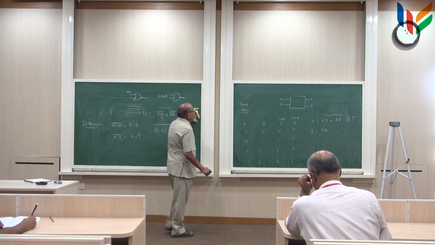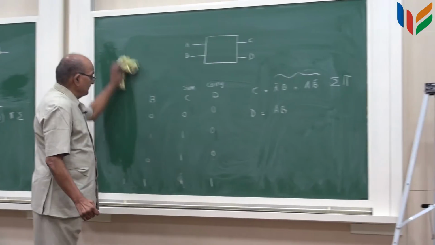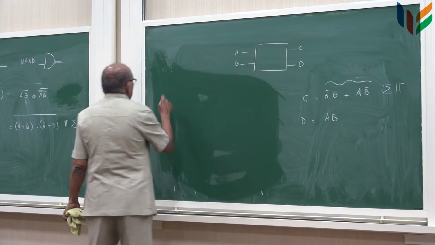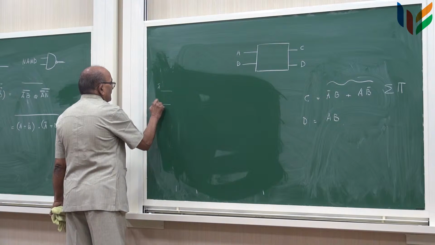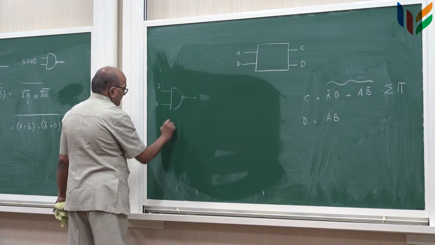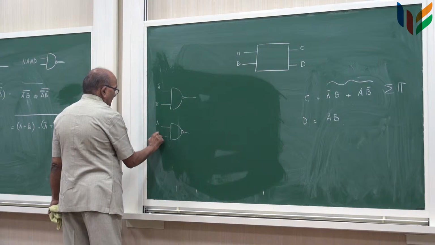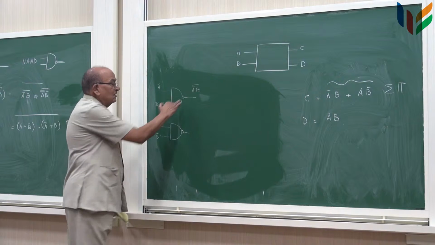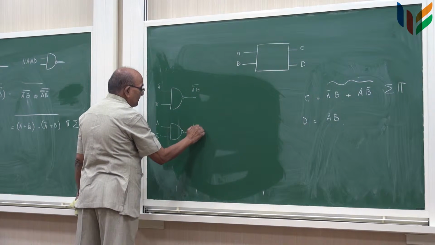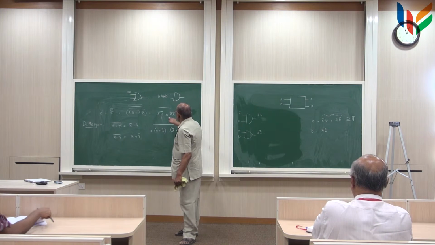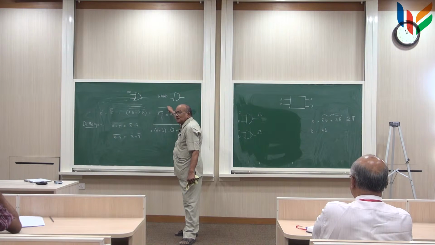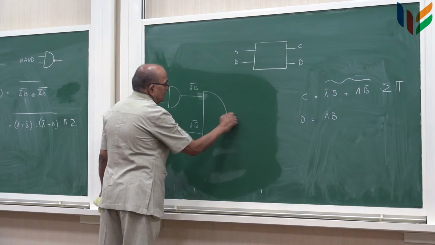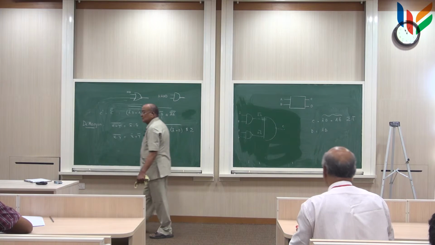So what is the circuit for this? Can I erase this? Circuit is A bar B, A B bar, then what do you get here? A bar B bar, because of this automatically A bar comes, and this will be A B bar bar. Now what is to be done with that? These two? I must take an AND of this and a complement of that, which again is an AND. So you take these two, put it to an AND gate. This is equal to C.